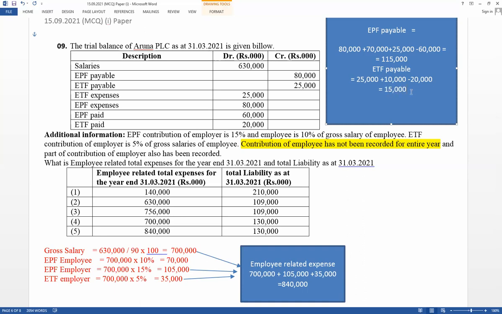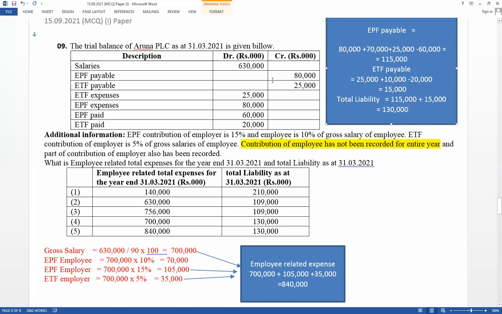As total liability, think about 115,000 as well as 15,000. Therefore, total liability equals 115,000 plus 15,000. Therefore, total liability equals 130,000. That is EPF payable and ETF payable.